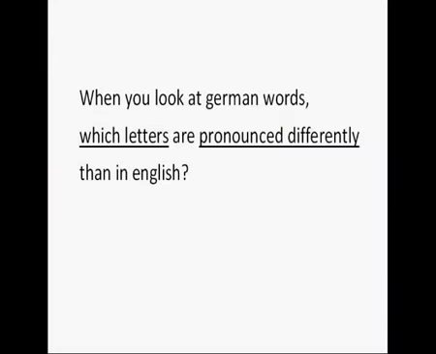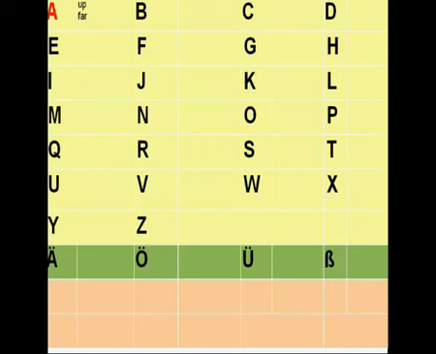So, when you look at German words, do you know which letters are pronounced differently than in English? First of all, there's the letter A, which can be pronounced in many different ways in English, like for instance A, but in German we only have one way to pronounce it, either in the short version like in up, or in the long version like in far.